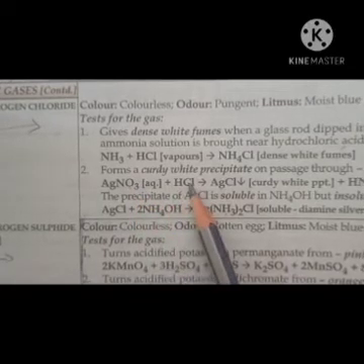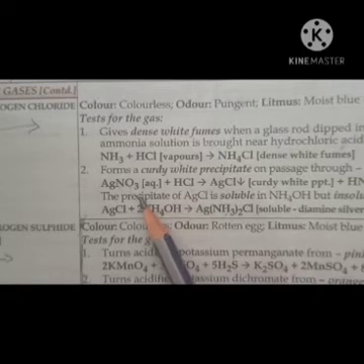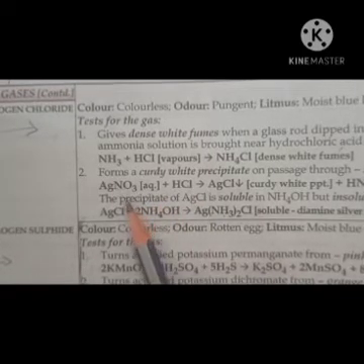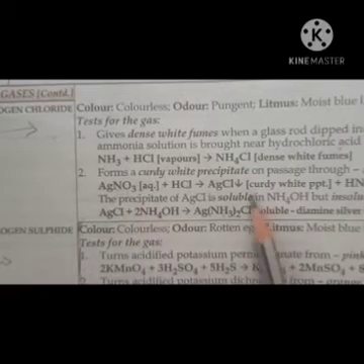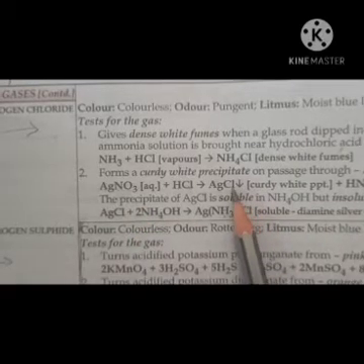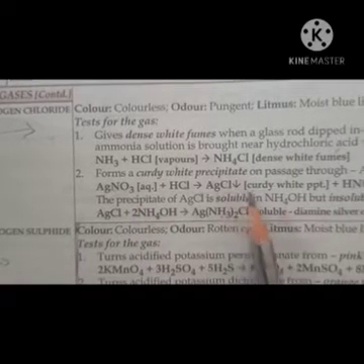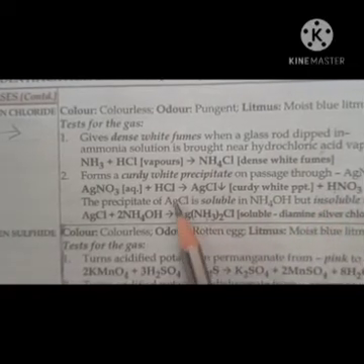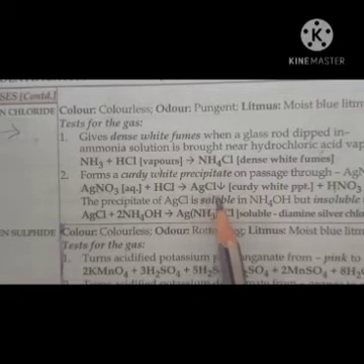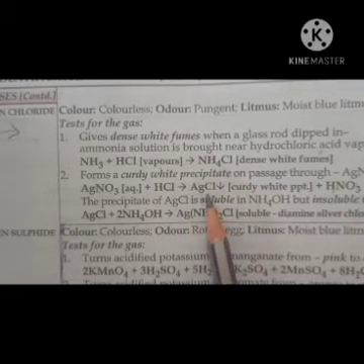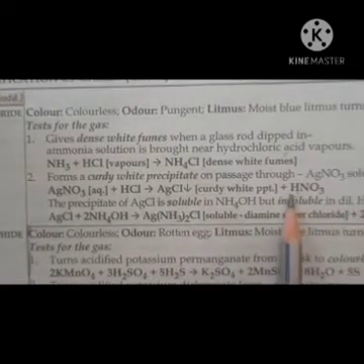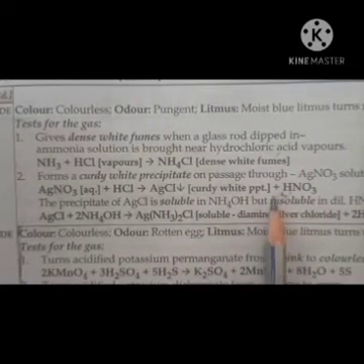The second test is whenever hydrogen chloride gas is passed through aqueous solution of silver nitrate, then it gives a curdy white precipitate of silver chloride and nitric acid is formed, right? And the precipitate of this silver chloride is soluble in ammonium hydroxide but insoluble in dilute nitric acid, right?